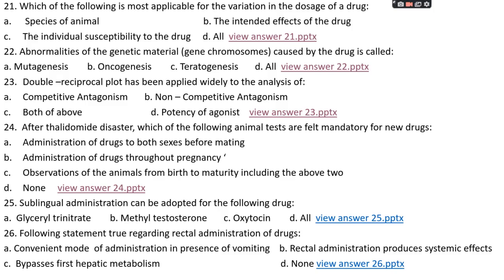Question number 25. Sublingual administration can be adopted for the following drug. Option A, glyceryl trinitrate. Option B, methyl testosterone. Option C, oxytocin. Option D, all. The right answer is option D, that is all.